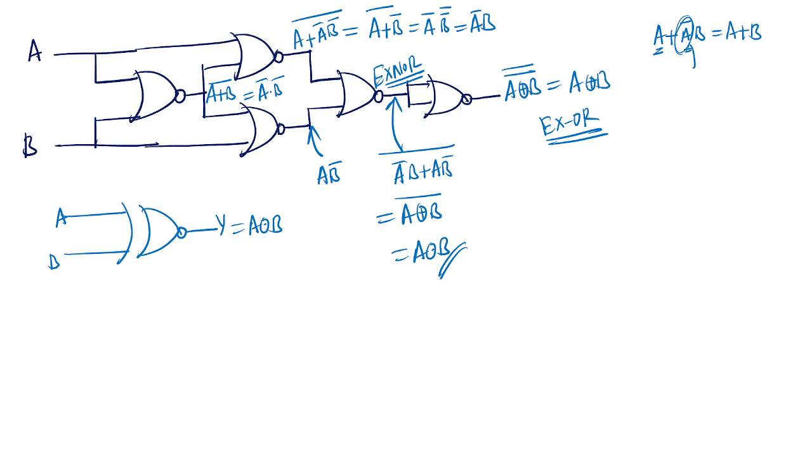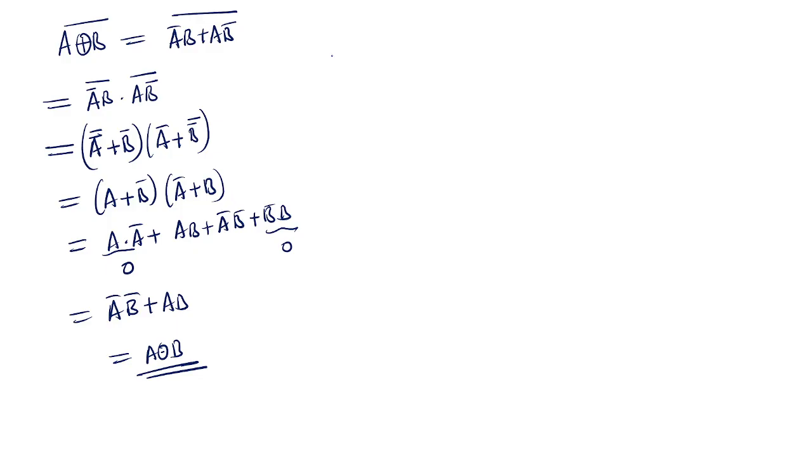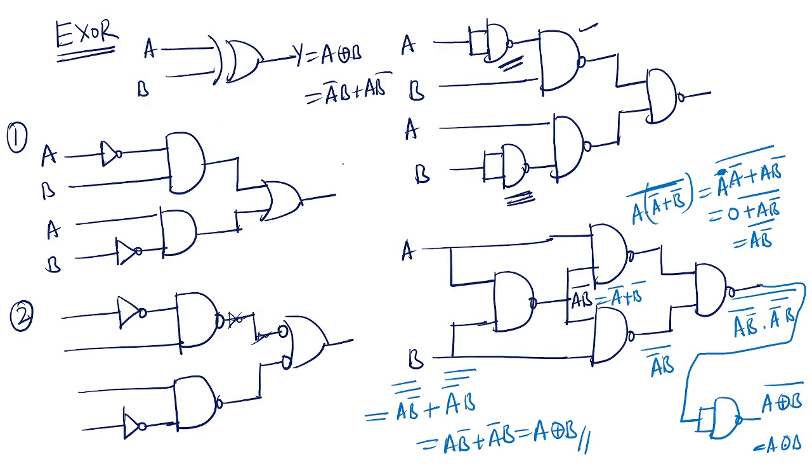So how many NOR gates are required to implement XOR gate? How many NOR gates are required to implement XNOR gate? 4. Here you see. How many NAND gates are required to implement XOR gate? 4 NOR gates. Okay. To implement XNOR gate? 5. Yeah. Okay.